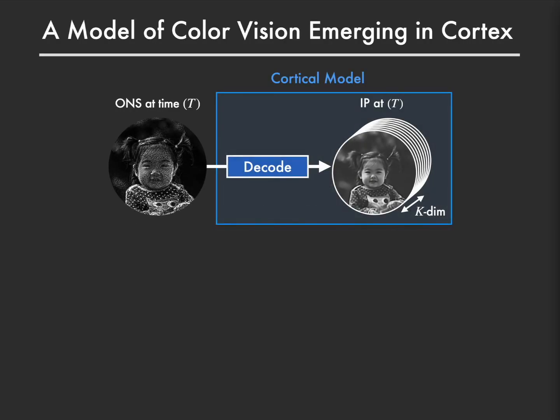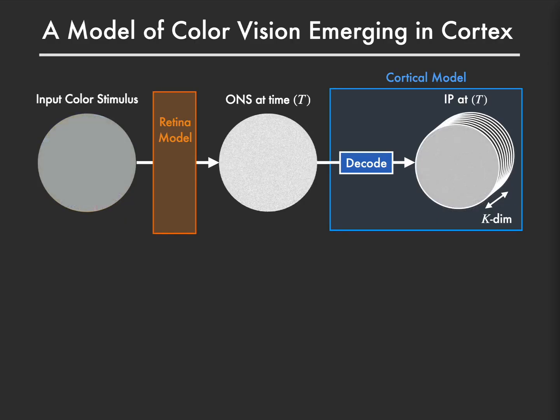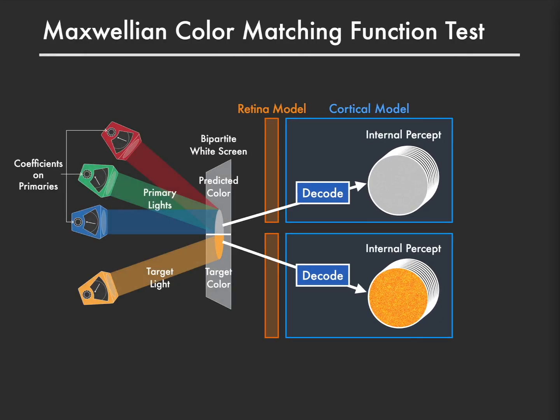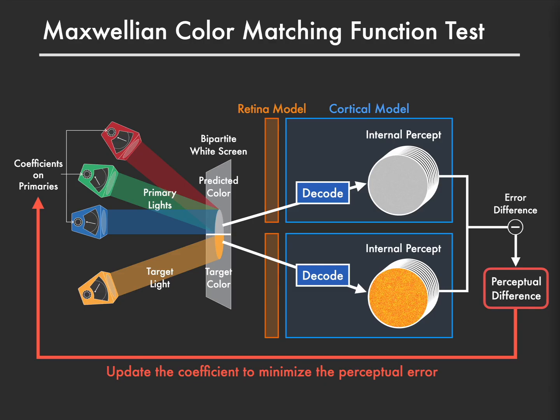As I explained earlier, the cortex now decodes the optic nerve signal into a percept. And these optic nerve signals are generated from an input stimulus with our eye simulation engine. Of course, the input stimulus could be anything, like a gray color patch shown here, or this orange color patch on the bottom. What we do now is to fit them into the scheme of a classic color matching function test proposed by Maxwell and Grassmann. The goal here is to find a match to the target light by adjusting the knobs of primary lights. Adjustments are made to reduce the difference between two percepts, and this is exactly how humans would do the color matching.